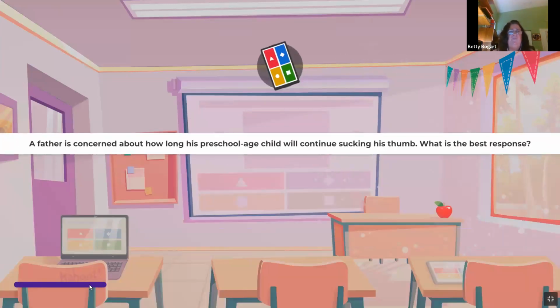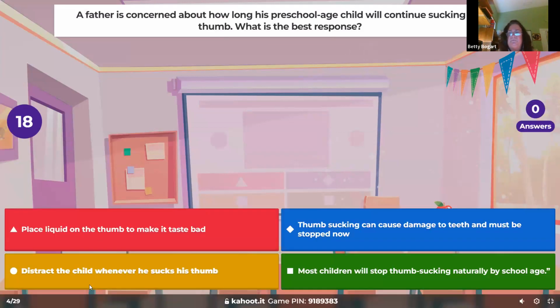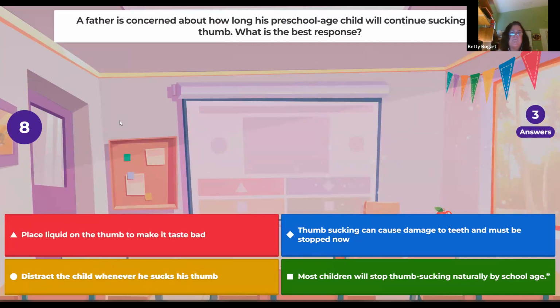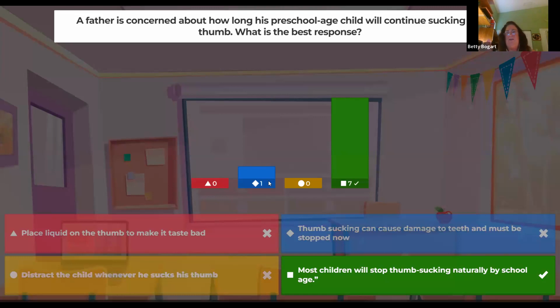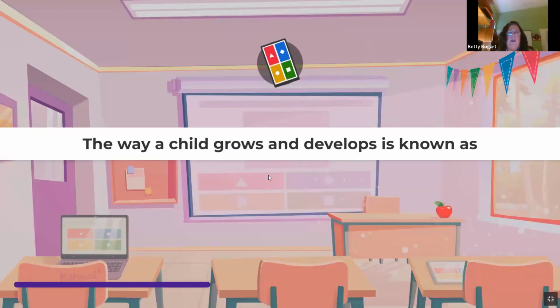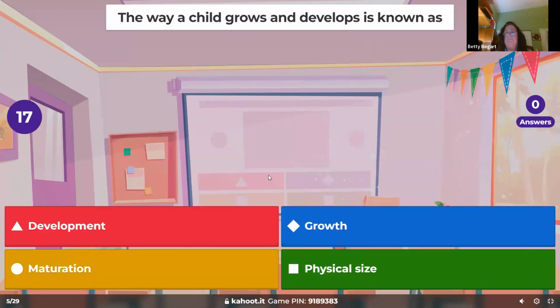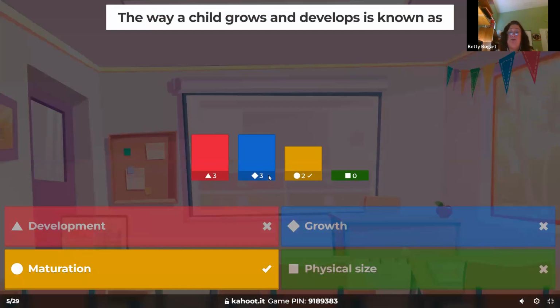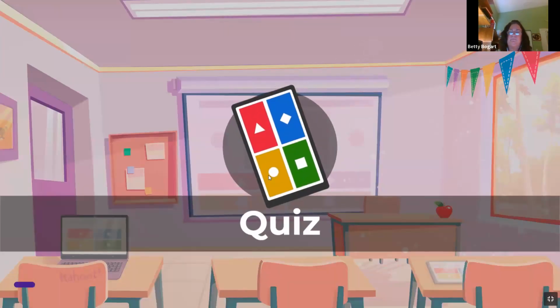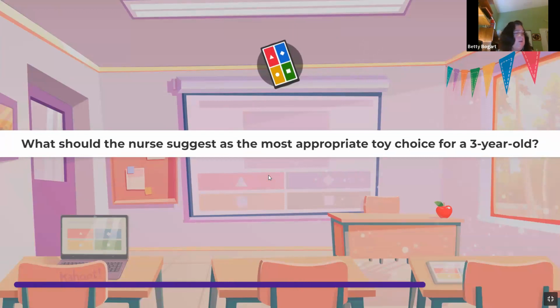It's always safety. A father's concerned about how long his preschool age child will continue to suck his thumb. What's the best response? I remember I had one friend whose mother used to put Tabasco sauce on their thumb to try to stop them. And that's not what you do. That brought more attention to it. They actually by themselves will stop because the kids will tease them at school. The way a child grows and develops is known as part of your definitions. And that is called maturation. It's how you mature, how you grow. What should the nurse suggest is the most appropriate toy choice for a 3-year-old?